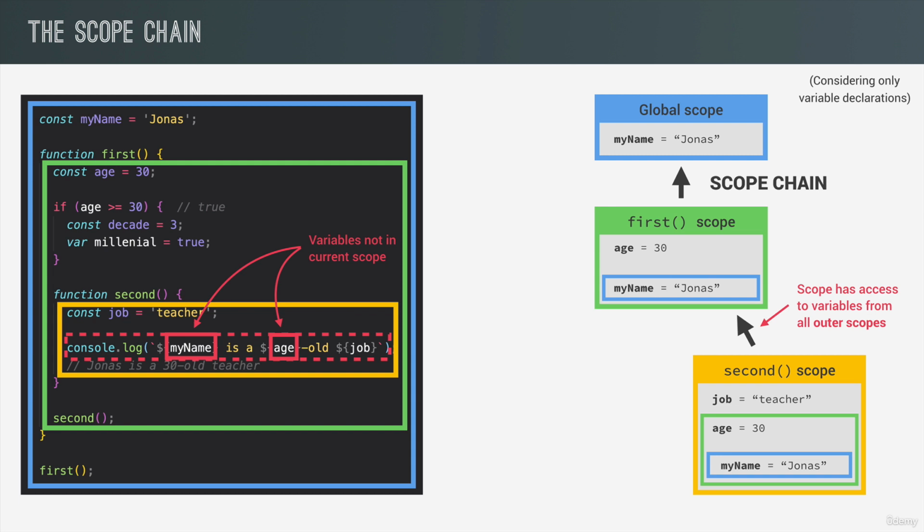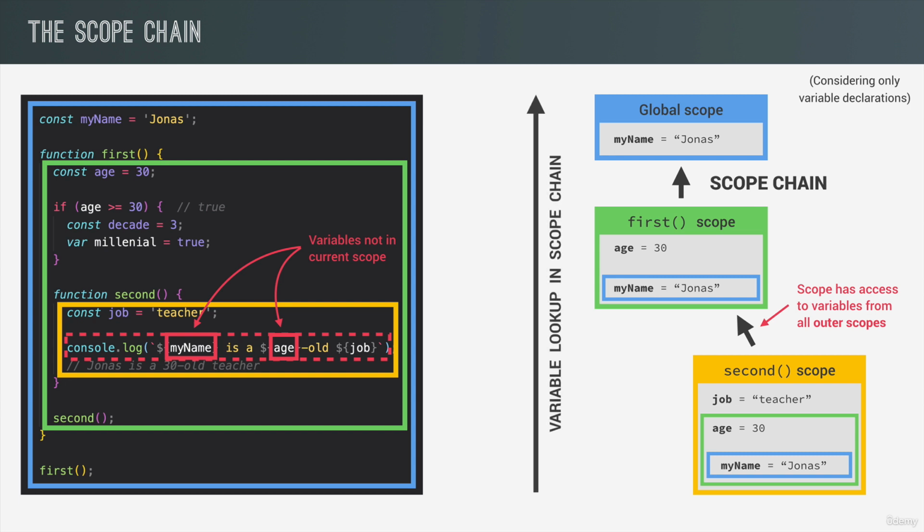In other words, if one scope needs to use a certain variable but cannot find it in the current scope, it will look up in the scope chain and see if it can find the variable in one of the parent scopes. If it can, it will then use that variable. And if it can't, then there will be an error. And this process is called variable lookup.